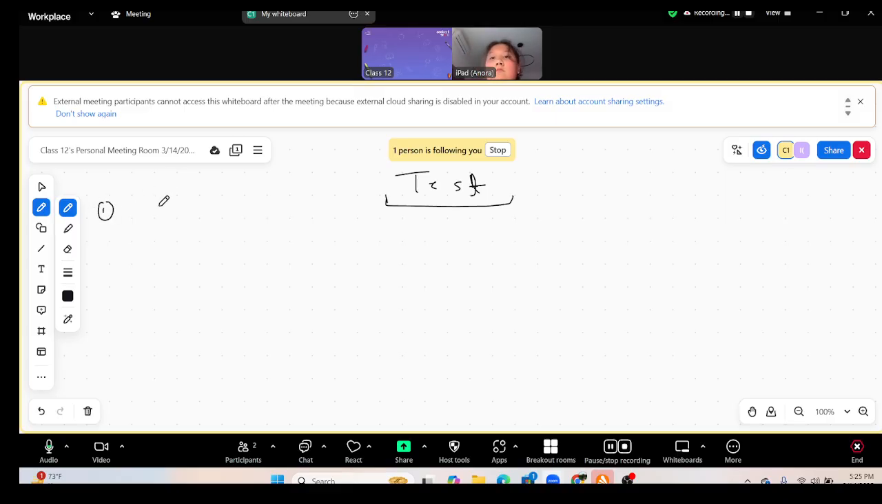So the first one is 15 kilometer equals 1500 meter, okay.